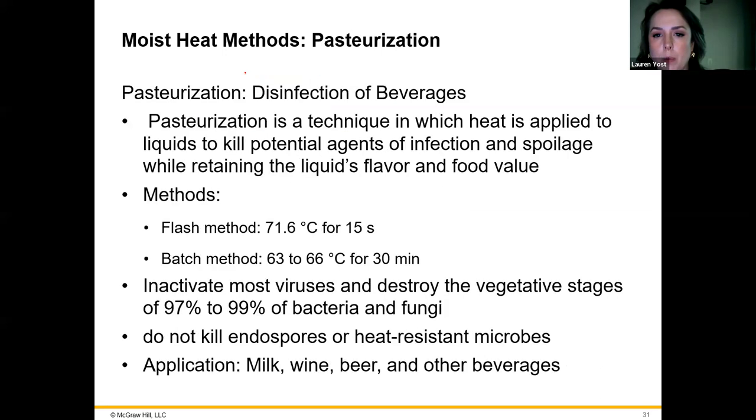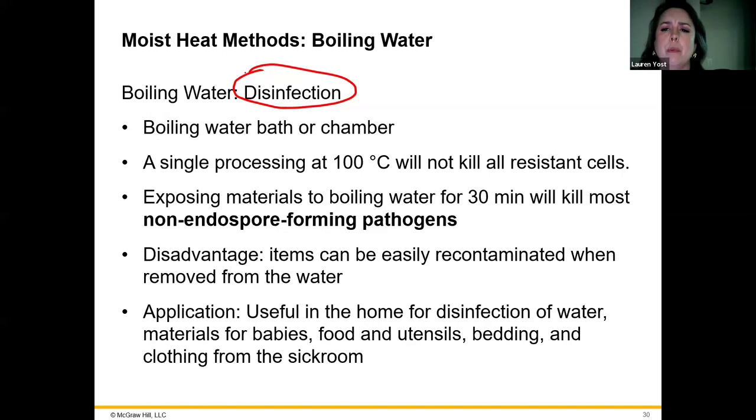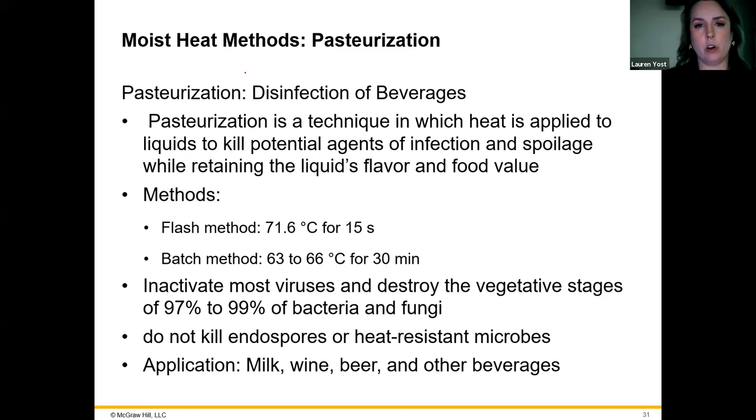It's great for boiling, like drinking water. You can remove endospores from that, as well as removing things like Giardia and stuff like that. But you're not going to have sterilization.